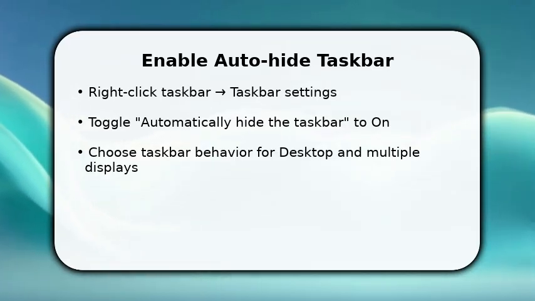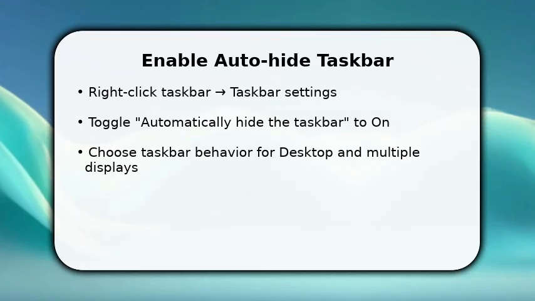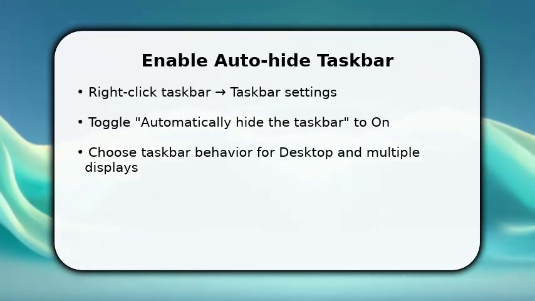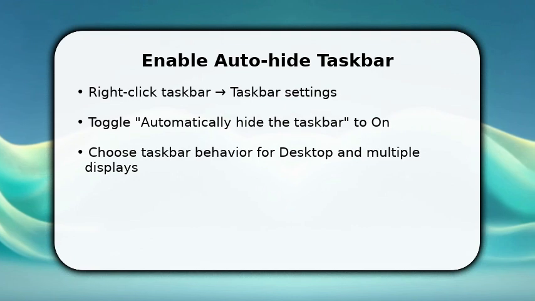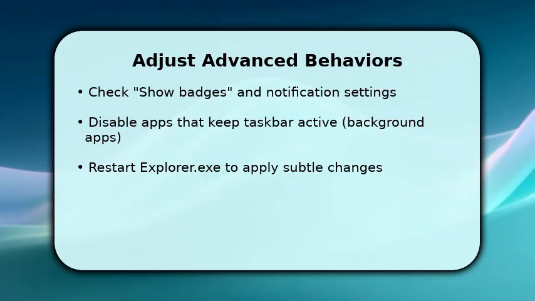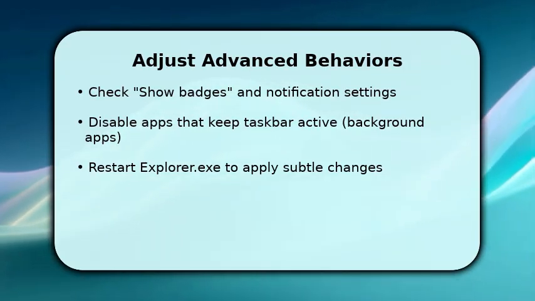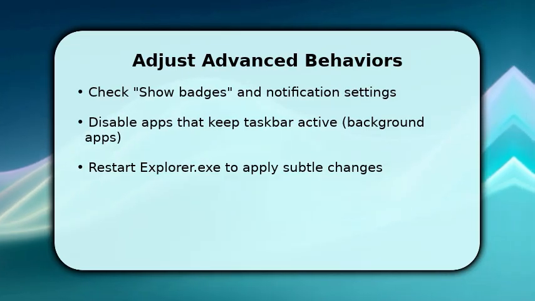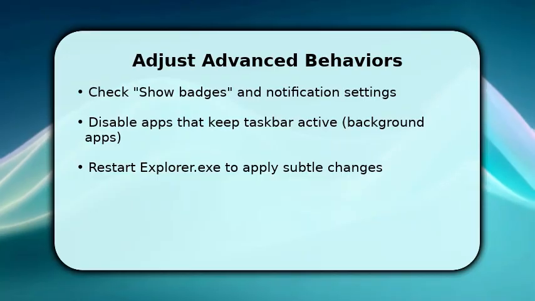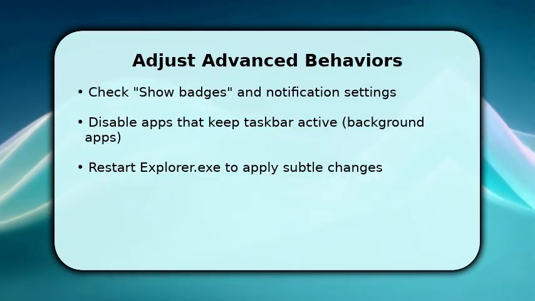If you prefer keyboard flow, note that opening settings with Win+I gets you there quickly. Now proceed to refine behavior and handle exceptions. Now refine why the bar might resist hiding. Open notifications and actions and disable persistent badges or app notifications that force the taskbar visible. Next, review background apps and turn off any program that constantly needs attention. These apps keep the taskbar open.